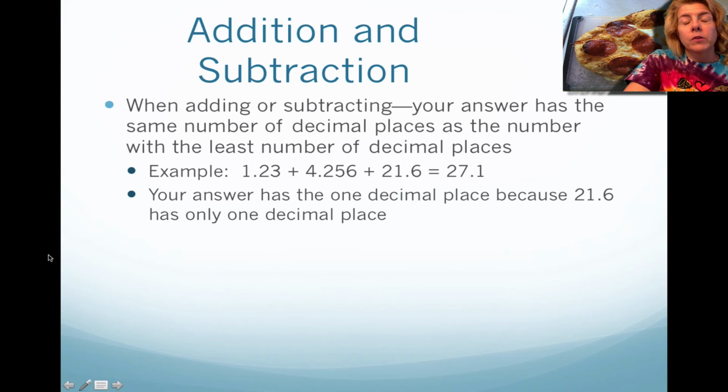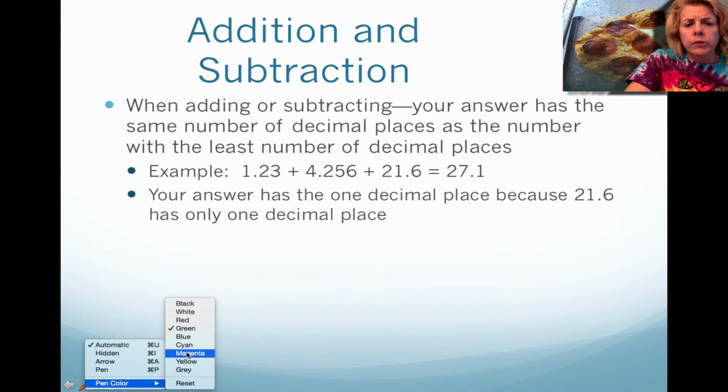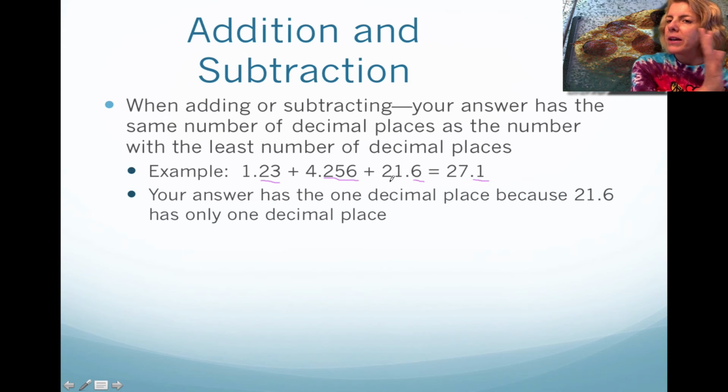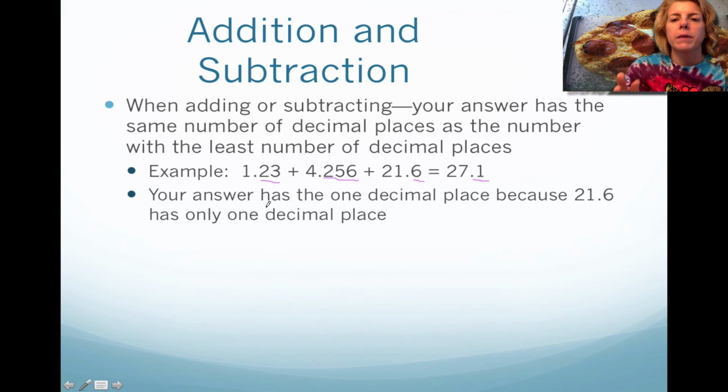Okay, rules. So I told you there were two sets of rules here, adding and subtracting. Now, with adding or subtracting, what I usually tell students is I look at the number of decimal places. So that's got 2, that's got 3, that's got 1. Notice how our answer only has one decimal place. And it doesn't matter how many numbers are to the left of the decimal, all that matters is the decimal places. Because this number had only one decimal place, it determines the answer, and the answer can only have one decimal place.